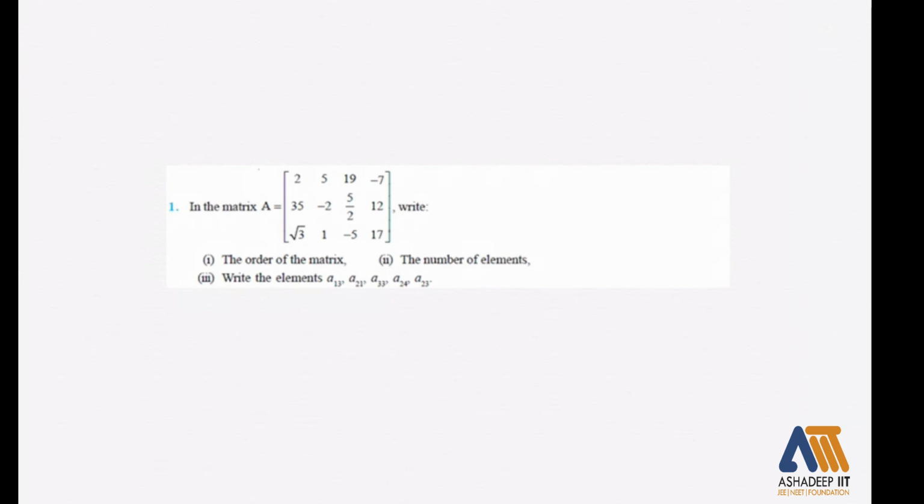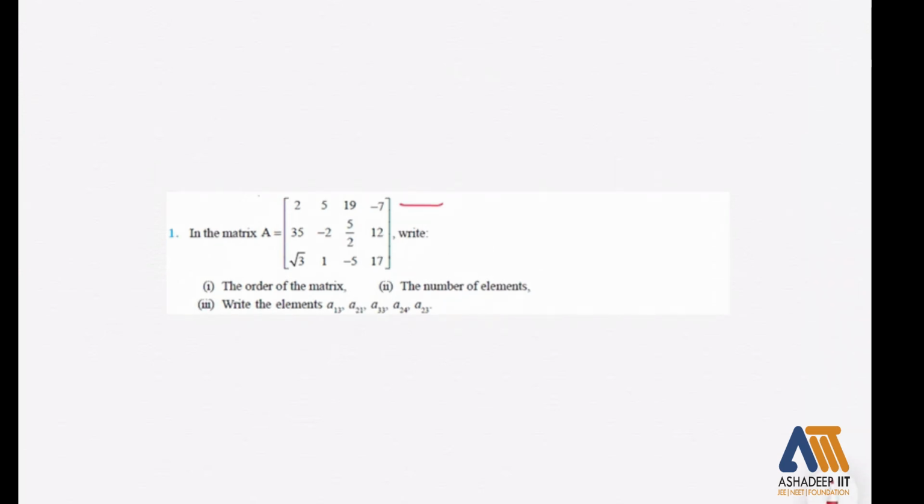We know that order is the number of rows and the number of columns present in any matrix. In this matrix, there are 3 rows and there are 4 columns. So, the order of this matrix should be 3 cross 4. Number of elements is 3 into 4, that is nothing but 12.